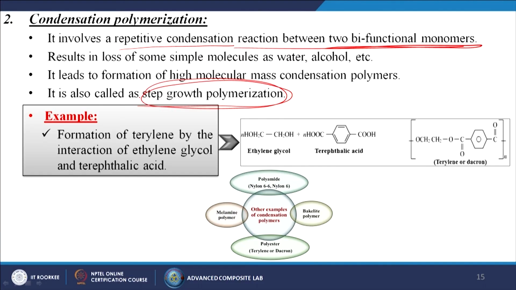What are the examples? Formation of terylene by the interaction of ethylene glycol and terephthalic acid. So, ethylene glycol and terephthalic acid make terylene, or maybe dacron. Other examples of condensation polymers are melamine polymer, which we generally use for crockery or cups, bakelite polymer, polyamides like nylon 6,6 and nylon 6, and polyesters like terylene or maybe dacron.